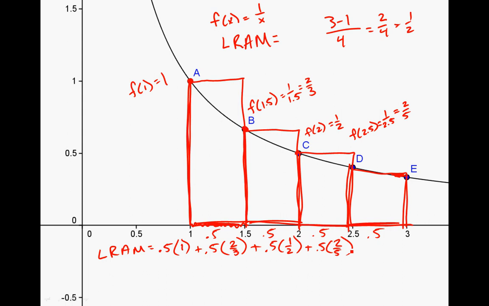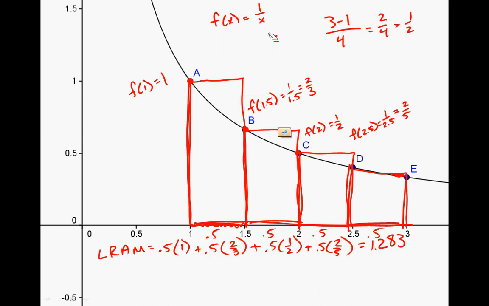And according to my calculator, I get 1.2833333. All right, so that is our left rectangle approximation method.